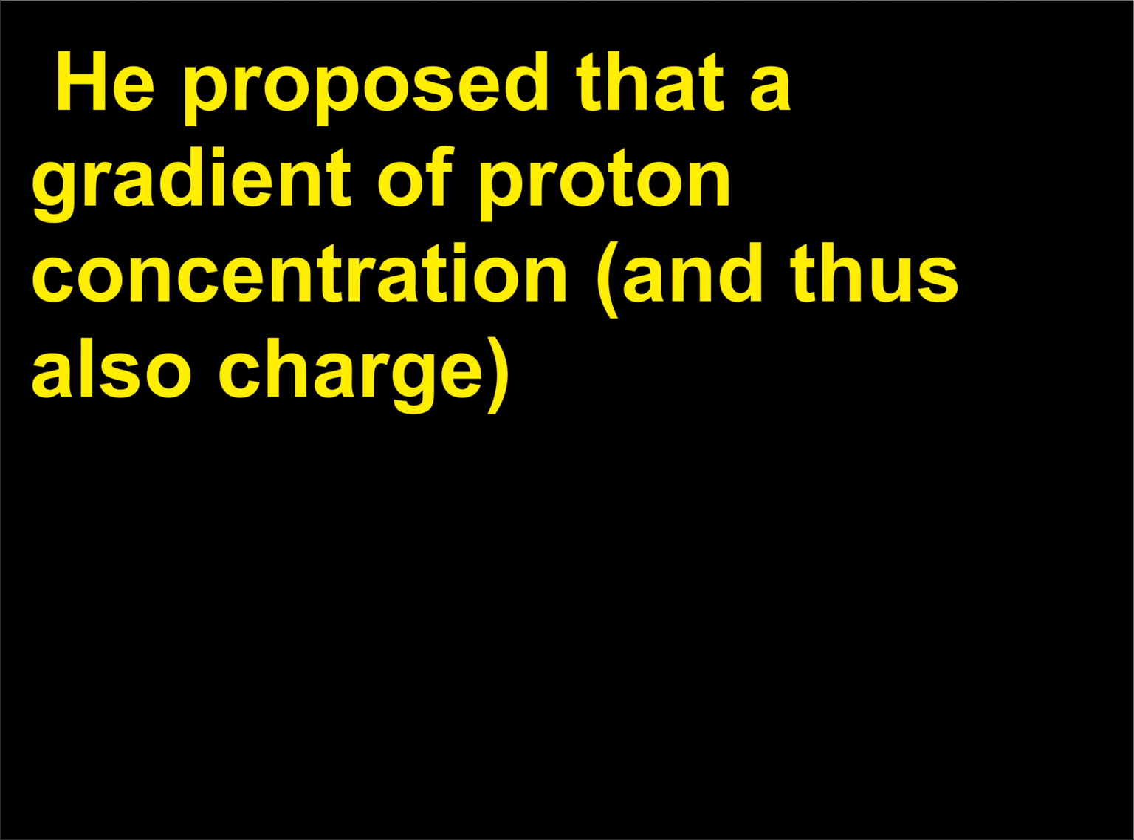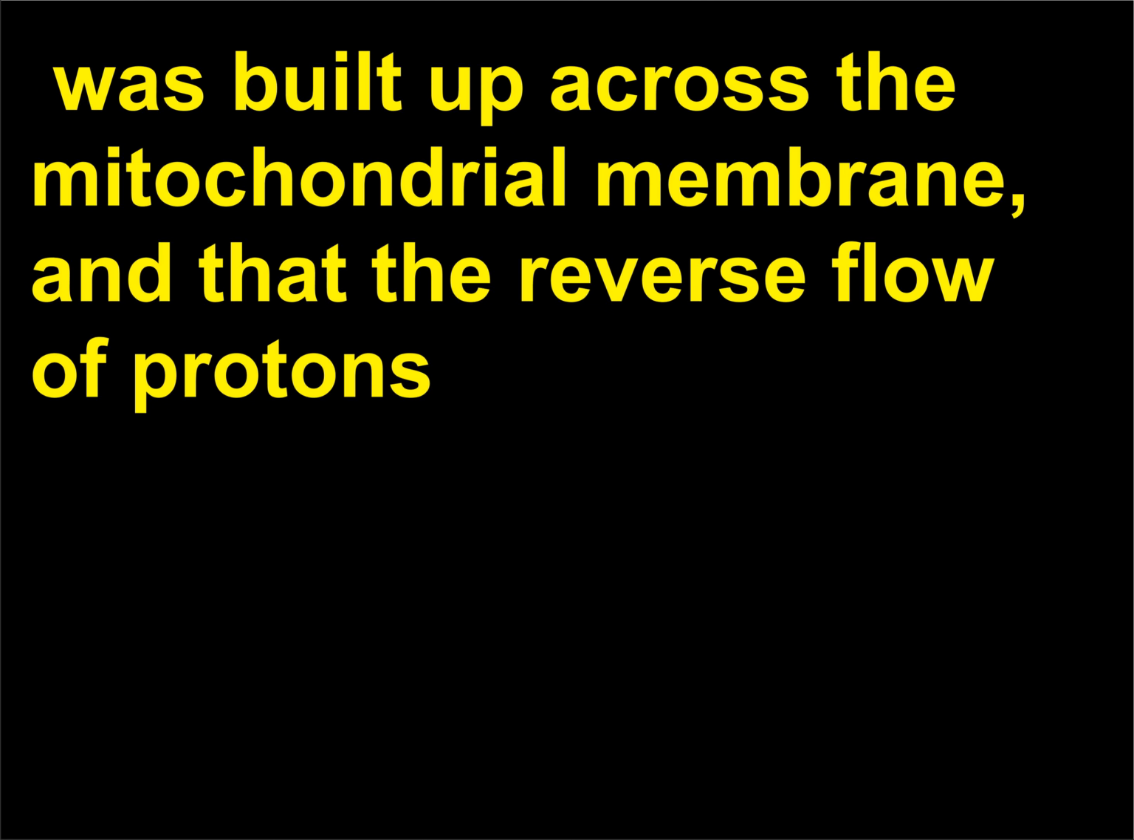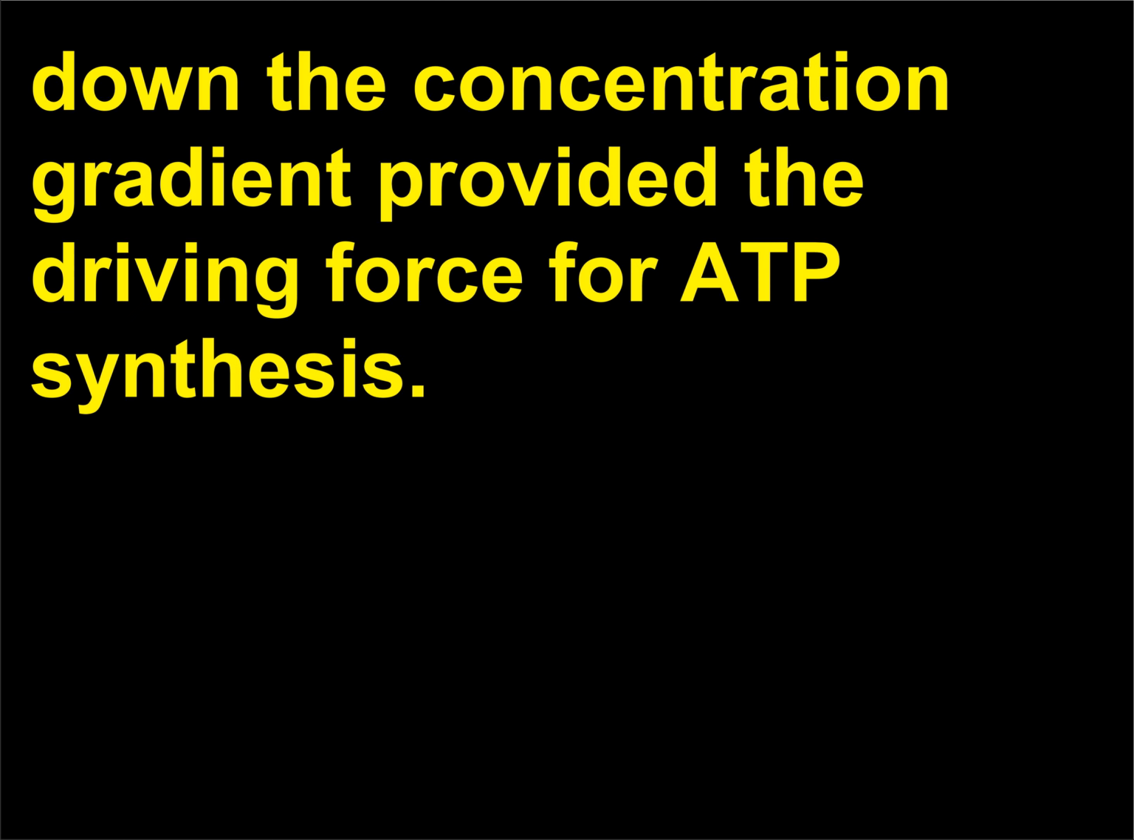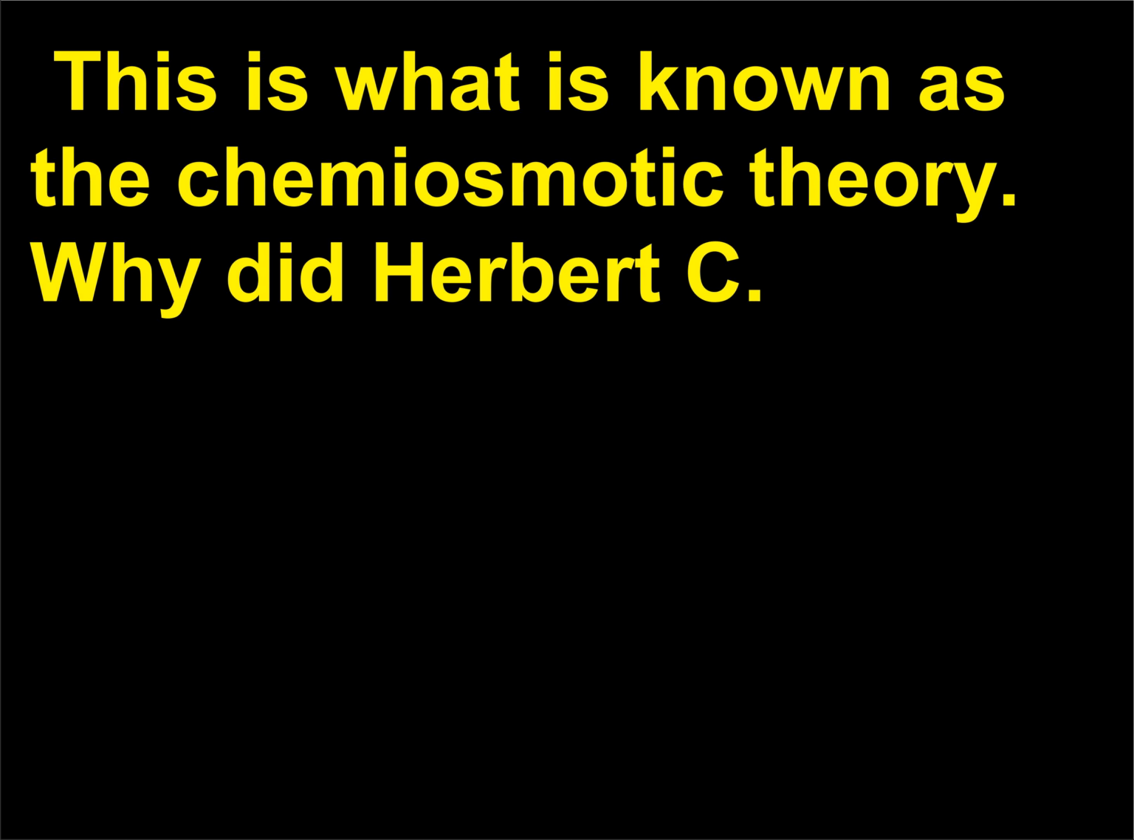He proposed that a gradient of proton concentration, and thus also charge, was built up across the mitochondrial membrane, and that the reverse flow of protons down the concentration gradient provided the driving force for ATP synthesis. This is what is known as the chemiosmotic theory. Why did Herbert C.